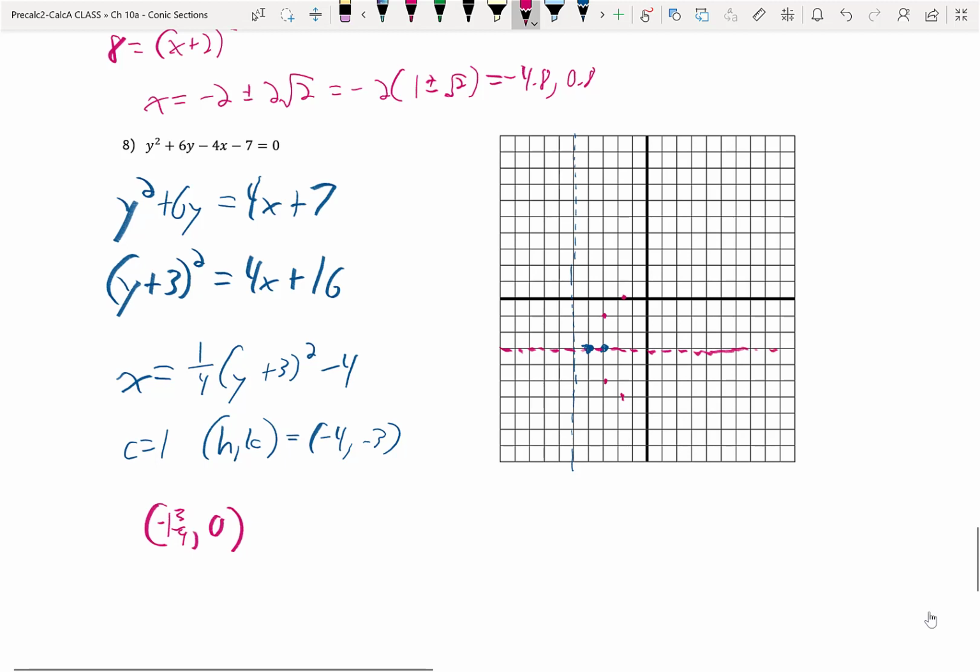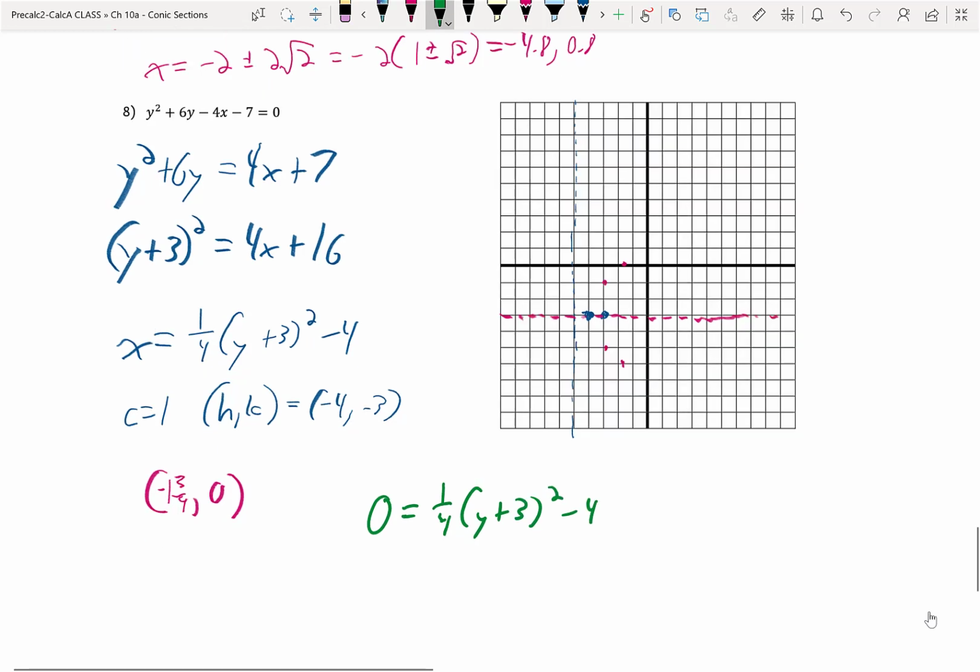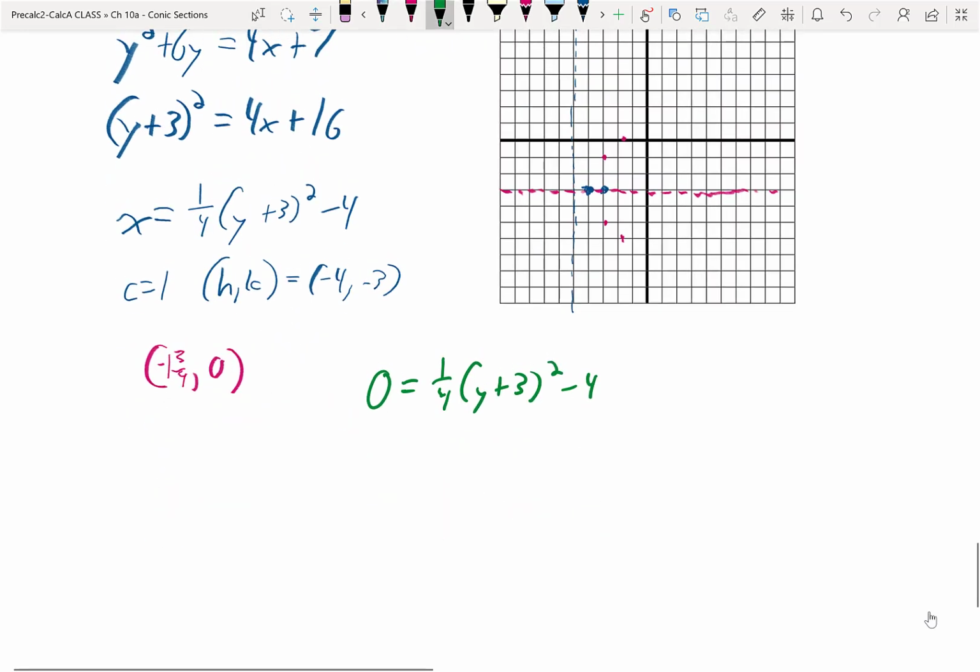And then we just need to do y-intercepts. So y-intercepts occur when x is 0. So if x is 0, then we get 0 is equal to 1/4 (y plus 3) squared minus 4. Add 4 and multiply, and we get (y plus 3) squared is equal to 16, or y is equal to -3 plus or minus 4, or 1 and -7. And if I put that at 1 and -7, and then graph it, I believe that's it.